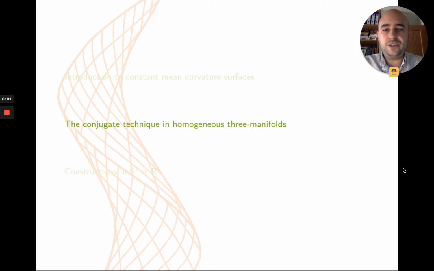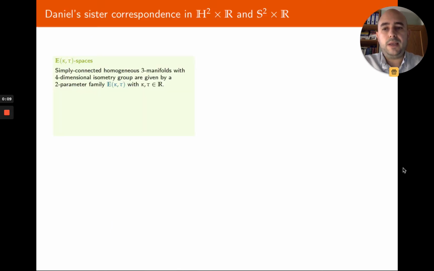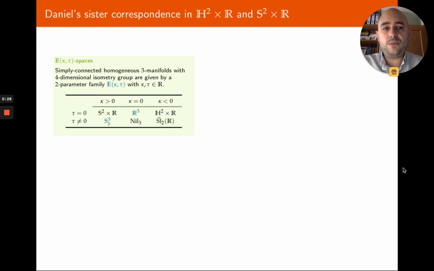Hello, in this second talk I will explain how to extend Lawson's technique into homogeneous three-manifolds with a symmetry group of dimension 4. These spaces, which I will assume are always simply connected, form a two-parameter family of examples, the so-called E(κ,τ) spaces with κ and τ two real numbers, also called the Bianchi-Cartan-Vranceanu spaces. So this is a nice way of summarizing all these spaces.